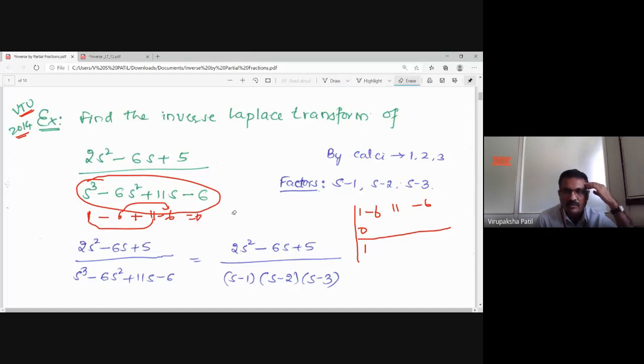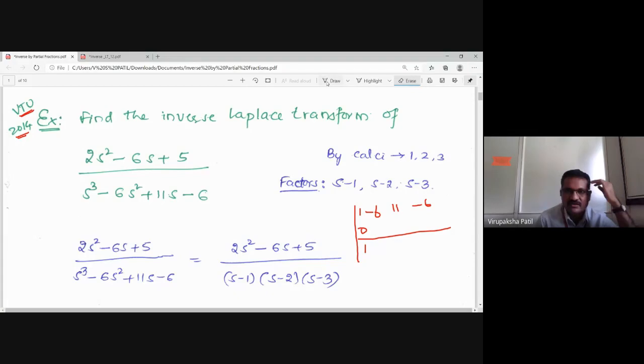So it will be equal to 0, which means when you put 1, this entire term will become 0. So which means what? s is equal to 1 satisfies this equation, means s is equal to 1 is one of the solutions of this equation, or s is equal to 1 is one of the roots. So that is by the inspection method.